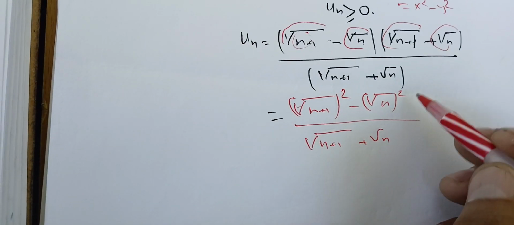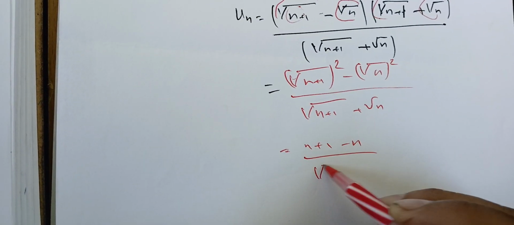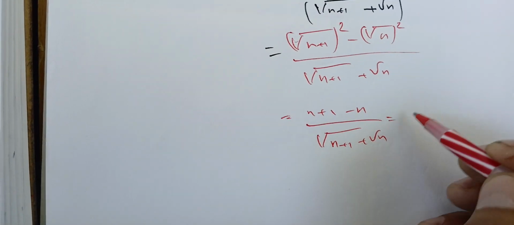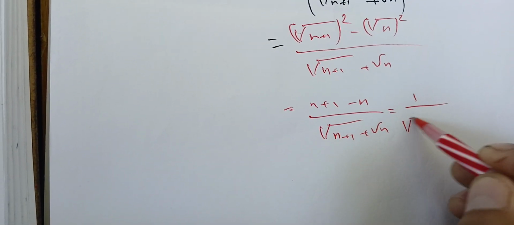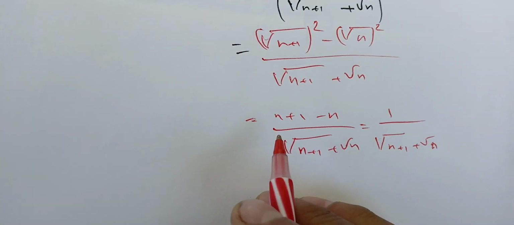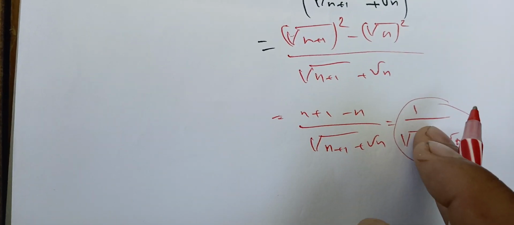This is positive, so we're going to have only n plus 1 minus n over the square root of n plus 1 plus the square root of n. So by the end, we're going to have 1 over the square root of n plus 1 plus the square root of n. Now we're going to do some bracketing here.